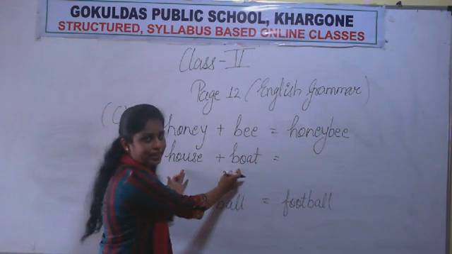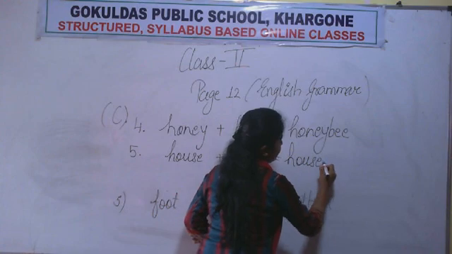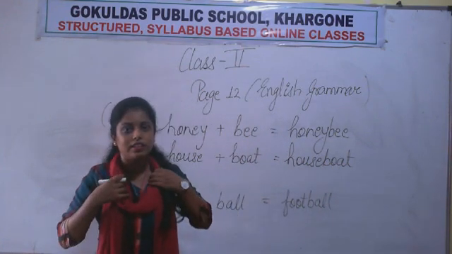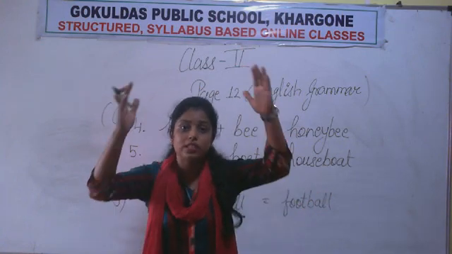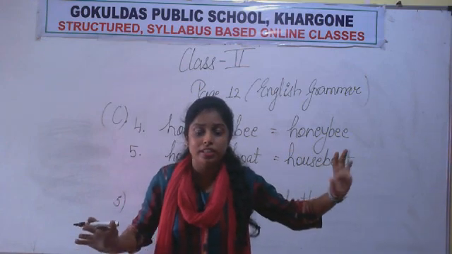What will we get after adding these two words? We will get HOUSE, house, BOAT, boat. You know what a houseboat is? A houseboat is a boat on which a house is made, and you can sail the house wherever you want.